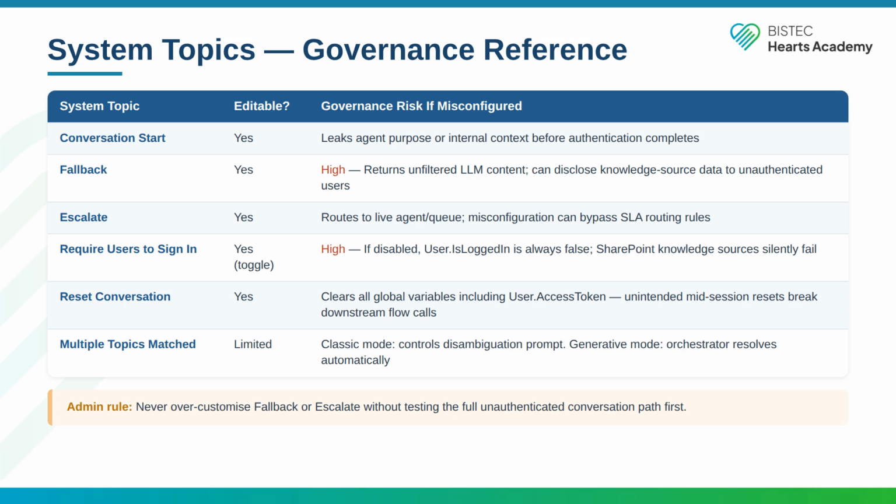Escalate routes to a live agent or human support queue. The governance risk is SLA bypassing. If the escalate topic routes to the wrong queue or channel, your human agent handoff service level agreements break silently.